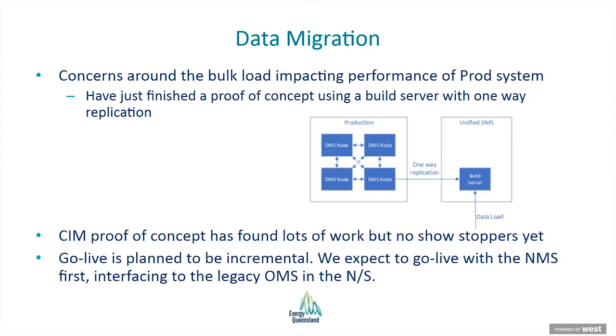The go live is planned to be incremental. We have 6 regions in our north-south area of the state, and at this stage we're probably going to go one region at a time, but even when we say regions, it'll probably still be cut over feeder by feeder or sub by sub. At the end of that, we would do a big bang go live with the OMS in the north-south.